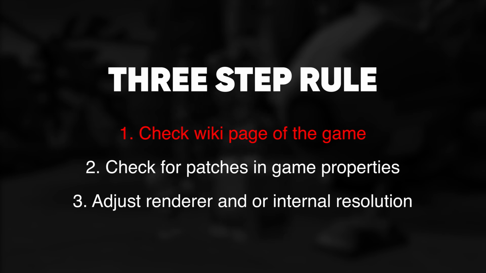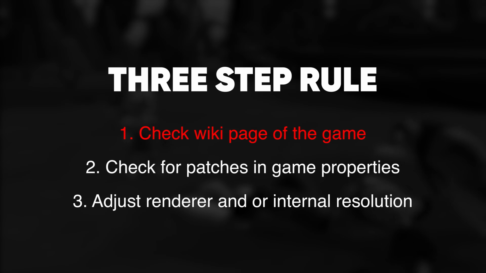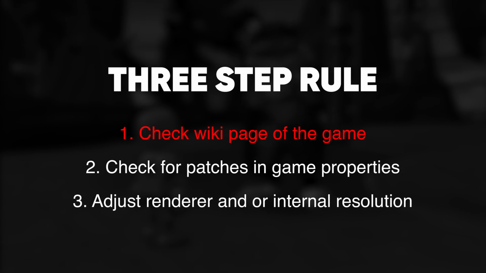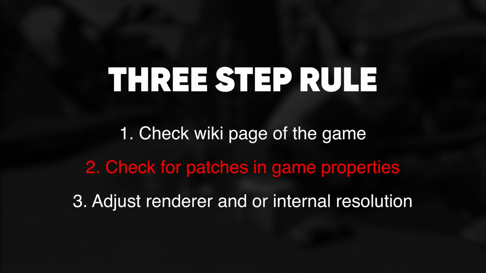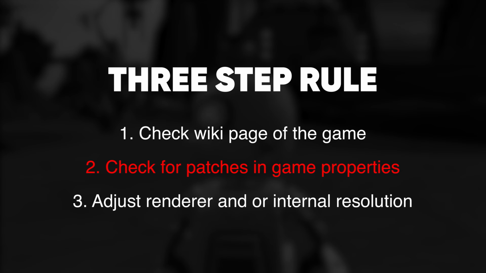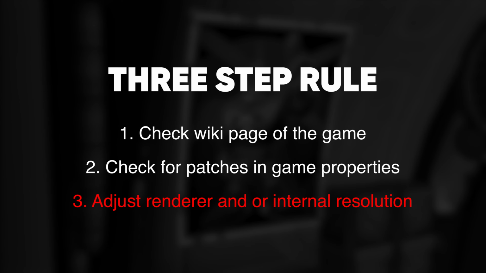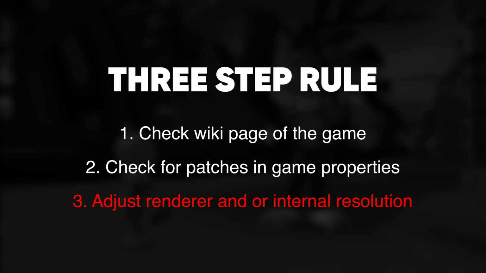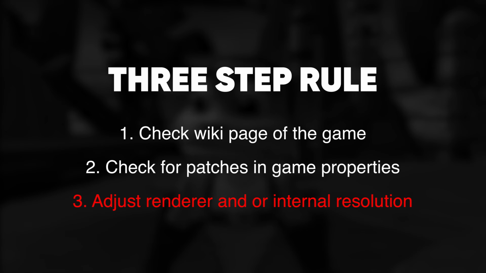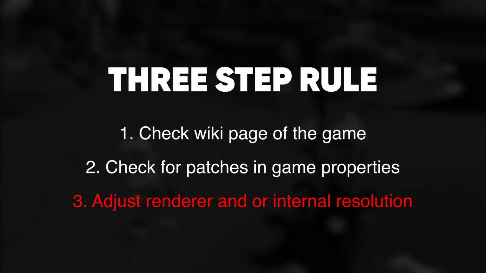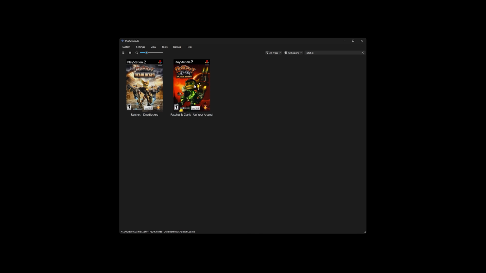The first step is checking the game's wiki page to see if there are any issues reported and what workarounds would apply. Then step 2 would be checking to see if there are any patches for the game and its properties. We're mainly looking for a widescreen and/or 60 FPS support patch here. Then the third step would be to adjust the renderer and the internal resolution to best suit the game and your hardware capabilities. Let me show you an example of how I apply this 3-step rule with Ratchet & Clank 3.